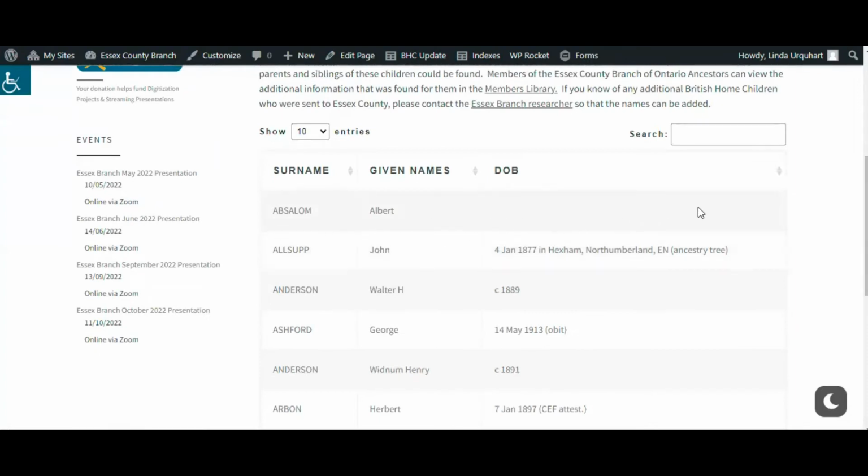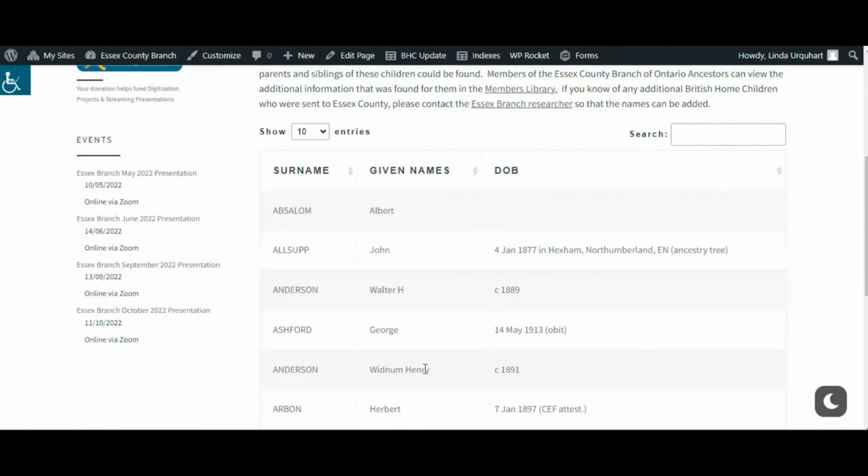But in the index page, all you're going to find is the name of whether or not your ancestor is included. And if they are included, you could then go into the members library and you would be able to view much more information about the individuals.